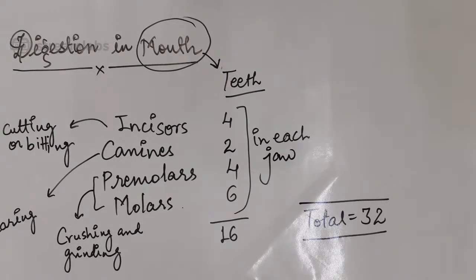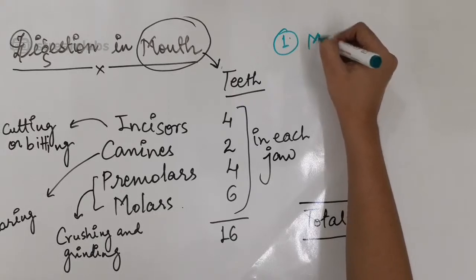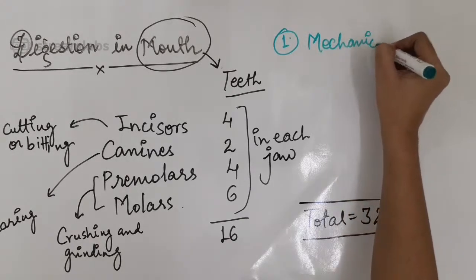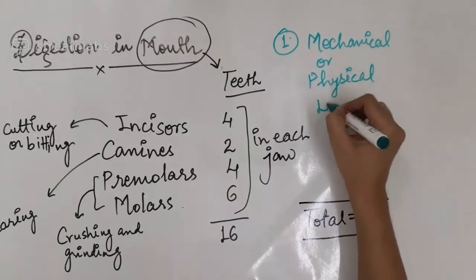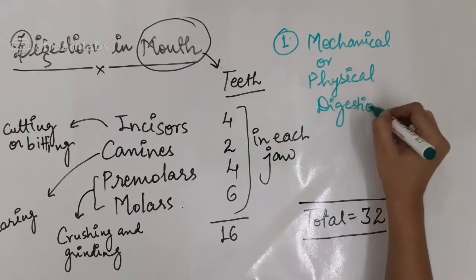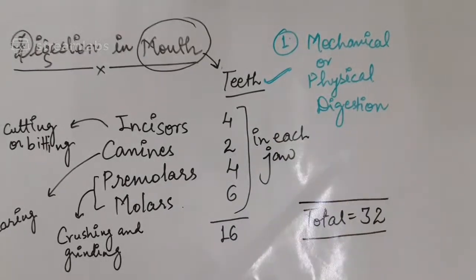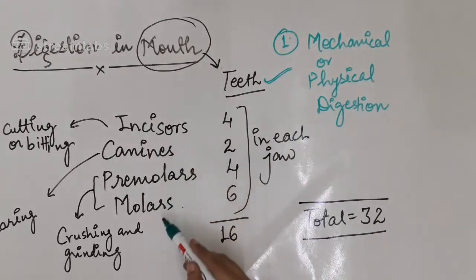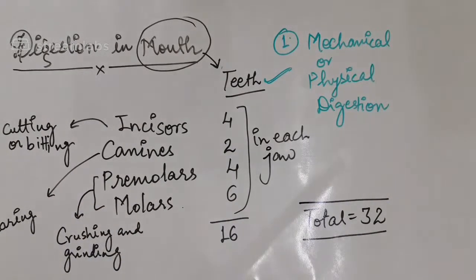So the digestion, which starts from the mouth itself, occurs in 2 steps. First step is called the mechanical or physical digestion. This is done with the help of teeth, and 4 different types of teeth help in cutting or biting, tearing, crushing and grinding the food.